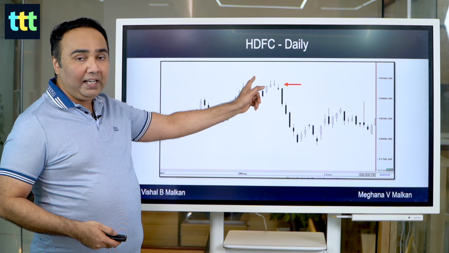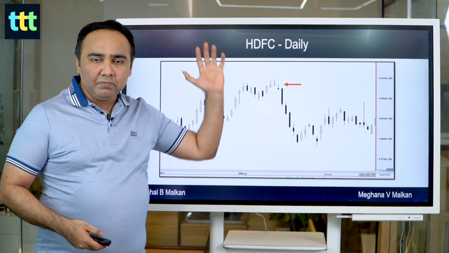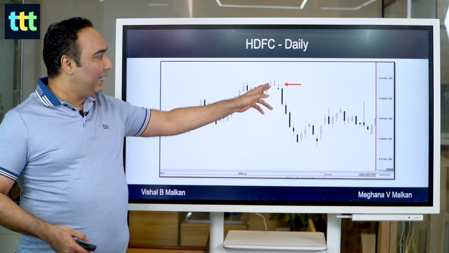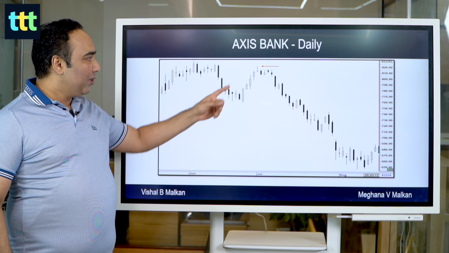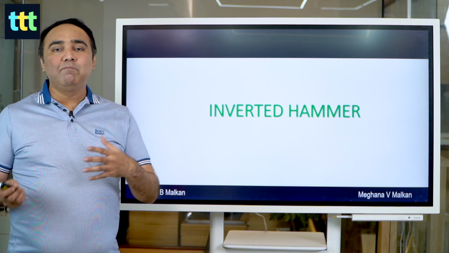Actually, there are 3. That means the price goes up, bears are coming. Price goes up, bears are coming. 3 times in a row, and then bam. Right, so that shooting star again, shooting star again. So more and more shooting stars.